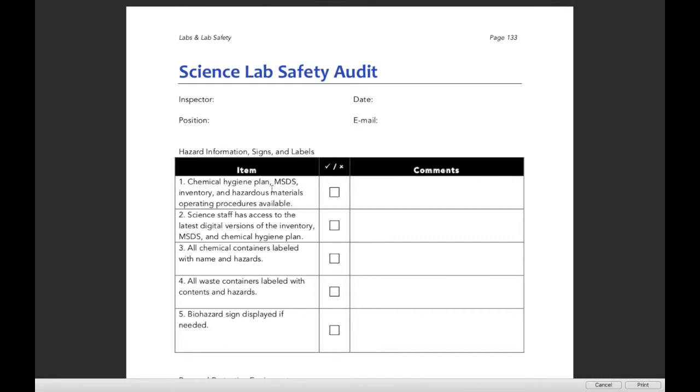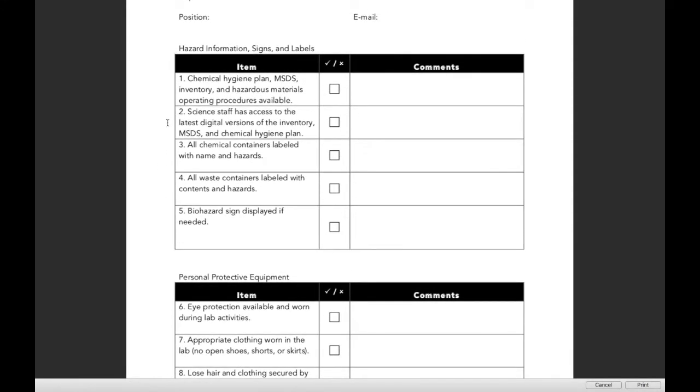So MSDS sheets. Do you have an inventory? What's in your storeroom? Do you have operating procedures if something bad happens? That kind of thing. Do teachers have access to these MSDS sheets? Are all your things labeled? Do you have all your waste containers labeled when you use them? Biohazard labels if you need them.